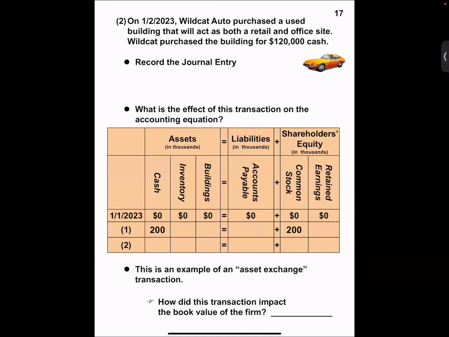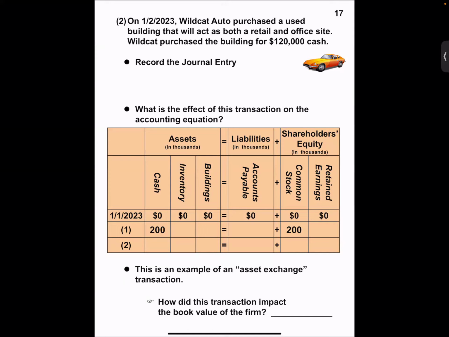All right. Let's go to transaction number 2. There's a total of 4 transactions we'll look at. Okay, on January 2nd. We put $200,000 into the business, and now the business is using that cash to acquire some assets. So the first thing they do, they buy a building. They pay $120,000 for this.